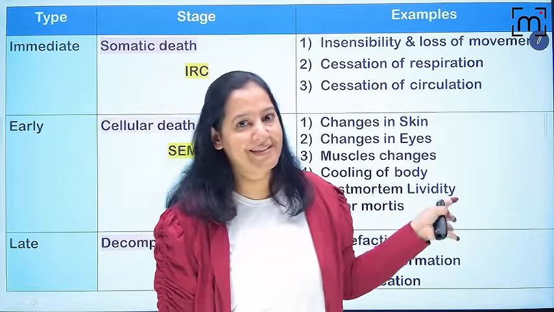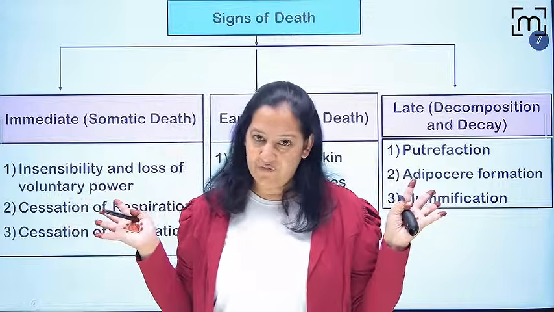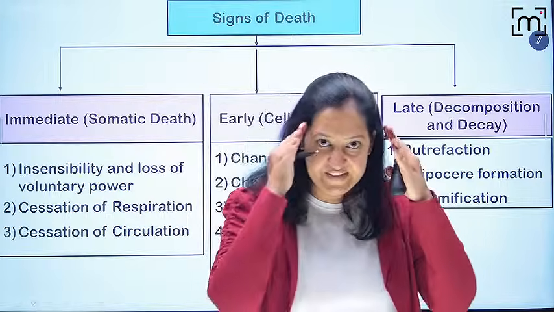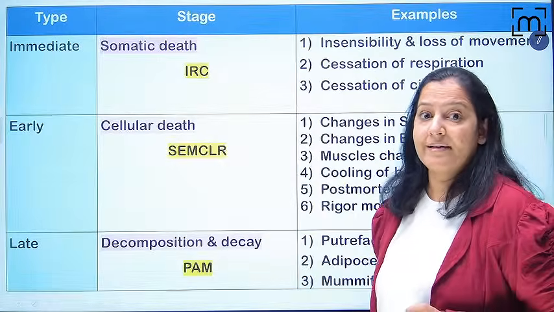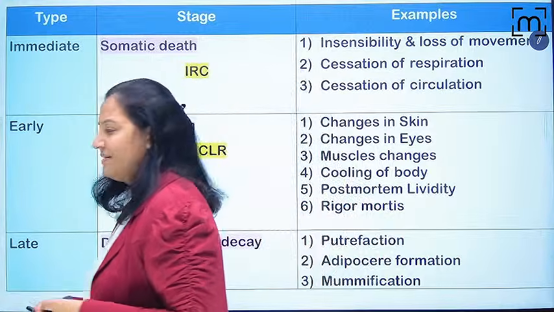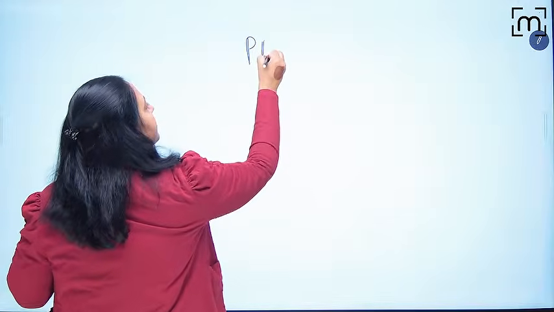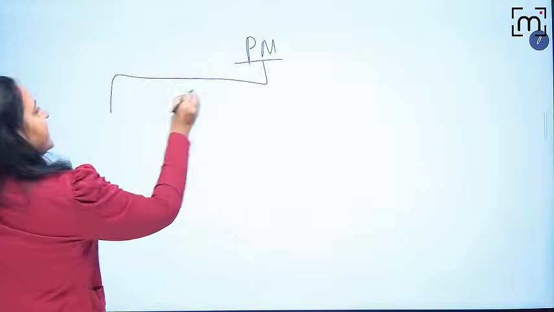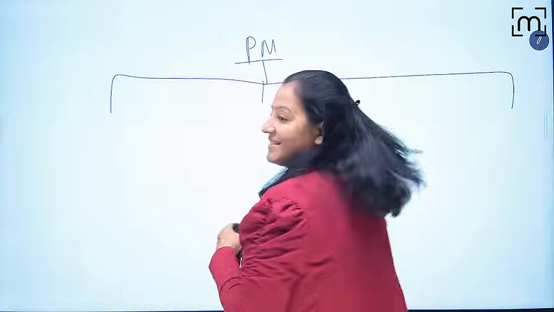If you want to learn like this, learn like this. If you want to learn like a flowchart, learn like a flowchart. Whatever fits in your mind. But learn the mnemonics. IRC, see me clear, PAM. Can we revise it once? We will do it. Chalo. So postmortem changes, we are dividing them into 3 categories.